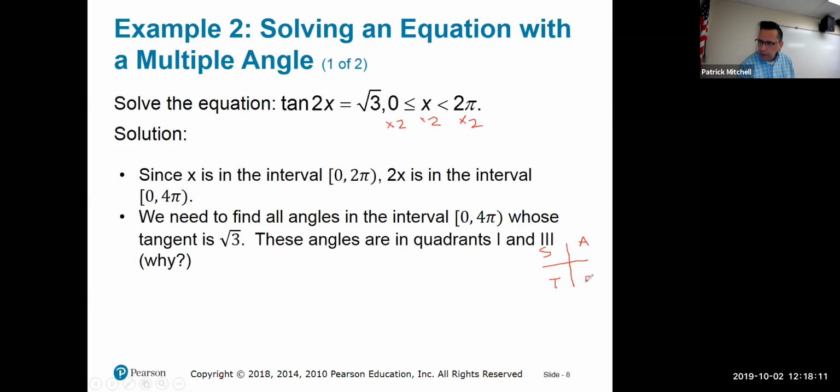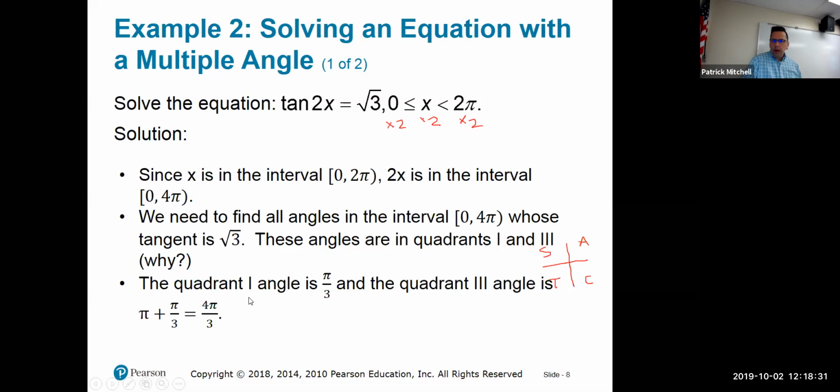Okay. So the tangent is equal to square root of 3. Square root of 3 is a positive number. The only two quadrants where tangent is positive are quadrant 1 and quadrant 3. All right, so we need to find these angles now. Hopefully the one in quadrant 1 will be easy. In quadrant 1, it's pi over 3 whose tangent is square root of 3, right? The tangent of pi over 3 is square root of 3. And then in quadrant 3, it's the angle whose reference angle is pi over 3.